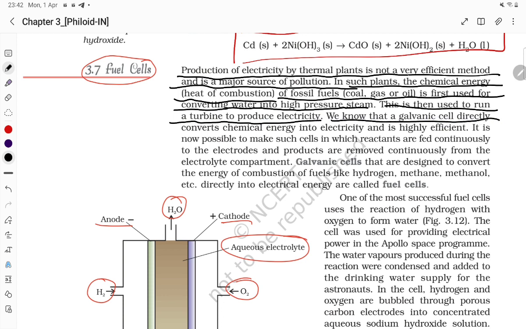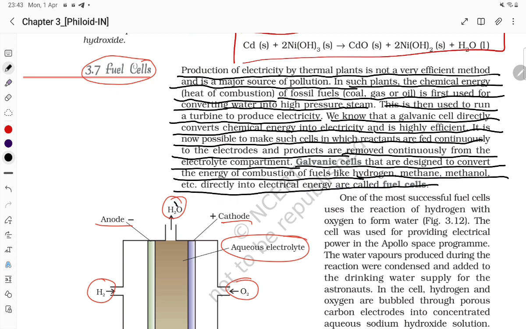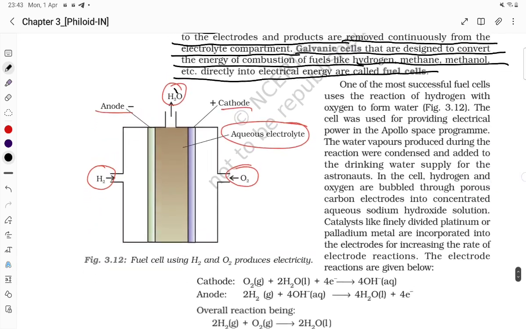We know that a galvanic cell directly converts chemical energy into electricity and is highly efficient. It is now possible to make such a cell in which reactants are fed continuously to electrodes and products are removed continuously from the electrolyte compartment. A galvanic cell designed to convert the energy of combustion of fuels like hydrogen, methane, and methanol directly into electrical energy is called a fuel cell. So from the combustion, it is going to convert into electrical energy.